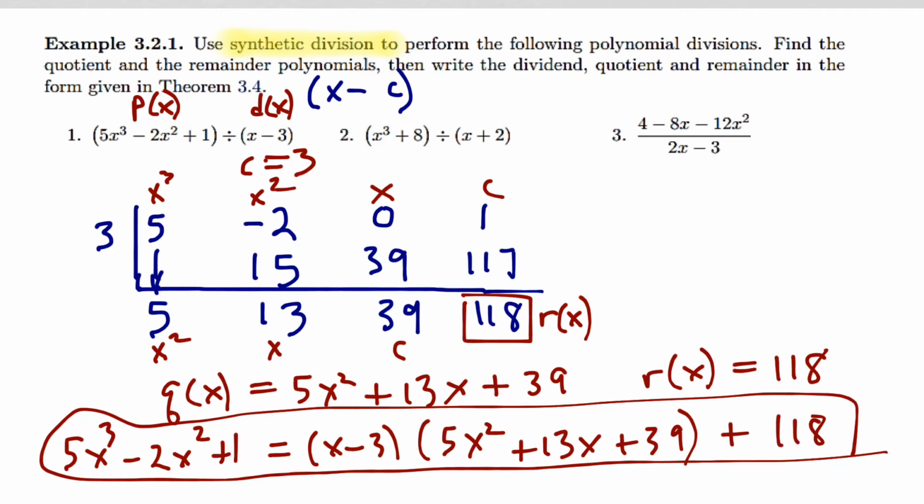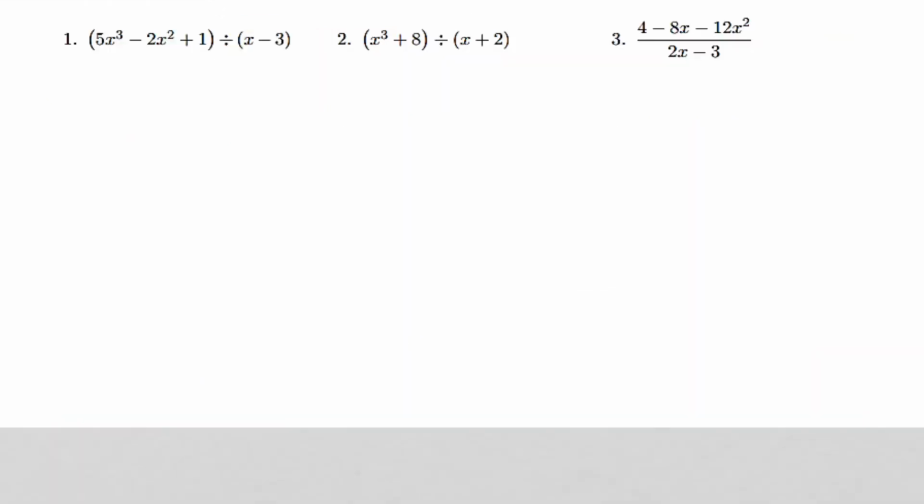All right, so let's try another one. Okay, let's do number 2. So this is p of x divided by d of x, where d of x has to be of the form x minus c in order to be able to use the synthetic division.